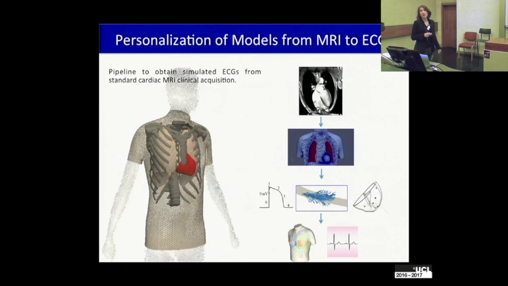So in order to do this, this is the pipeline we have developed. We start with standard cardiac MRI clinical acquisitions. We construct personalized meshes of heart, torso, lungs. Then we assign electrophysiological properties. We include fiber orientations. Eventually, we are going also to personalize the fiber orientations using DTI that we have for these patients. And we assign an activation sequence. And once we have all this, we are able to simulate electrophysiology at the body surface level and then simulate the ECG.